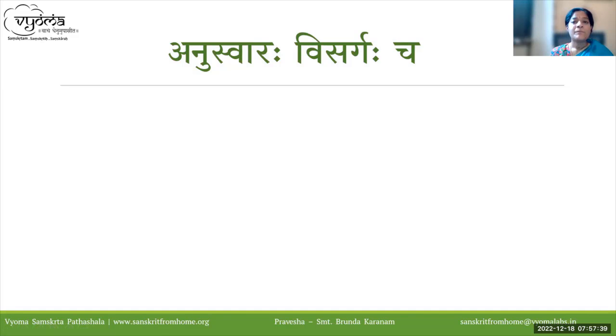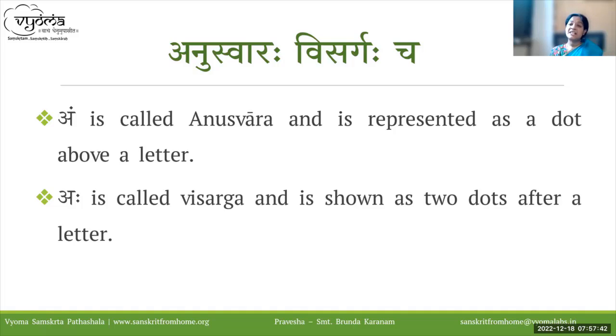Now let us come to Anuswaraha Visargaha Cha. So we already saw am and aha, right? So am is called Anuswara and is represented as a dot above the letter. So you see this here, and you see the dot above a. So this dot, here, this dot you see, is called an Anuswara, and it is represented as a dot above the letter.